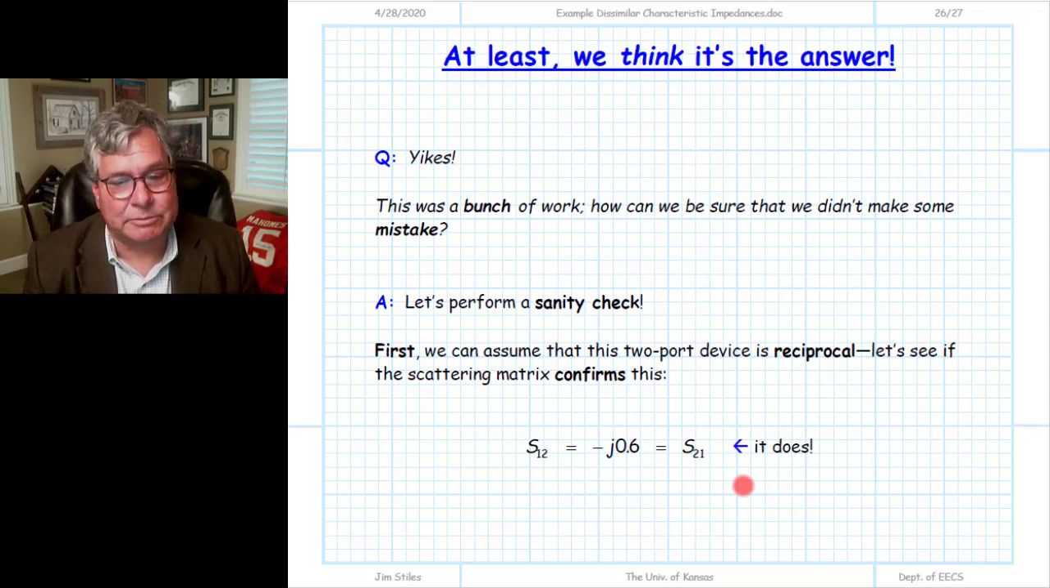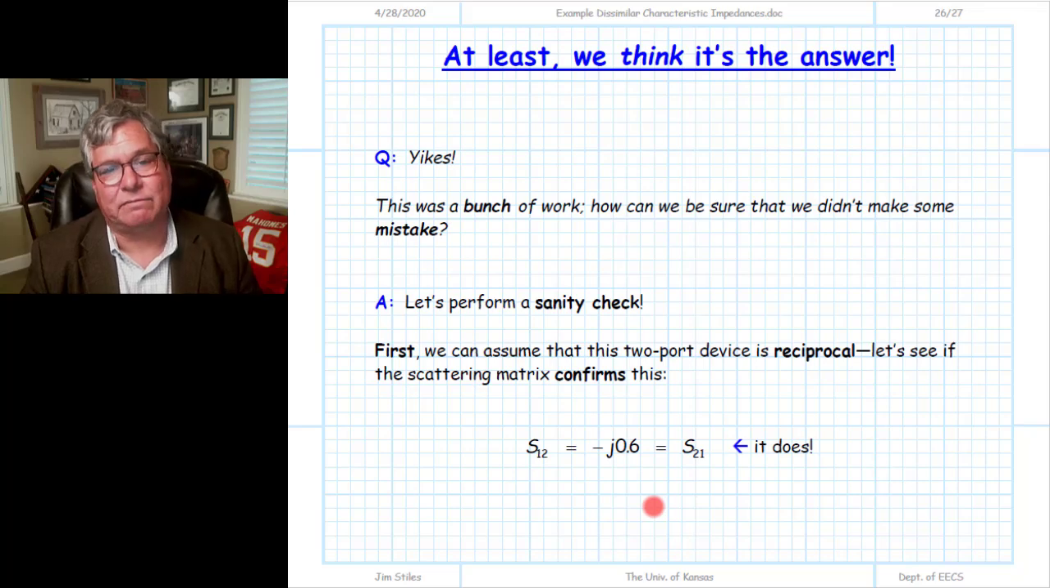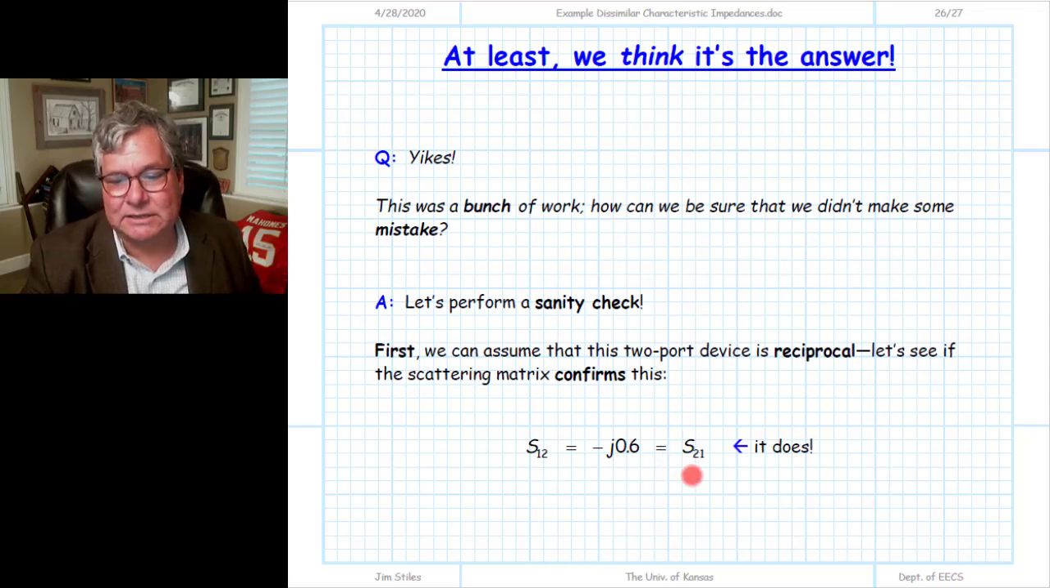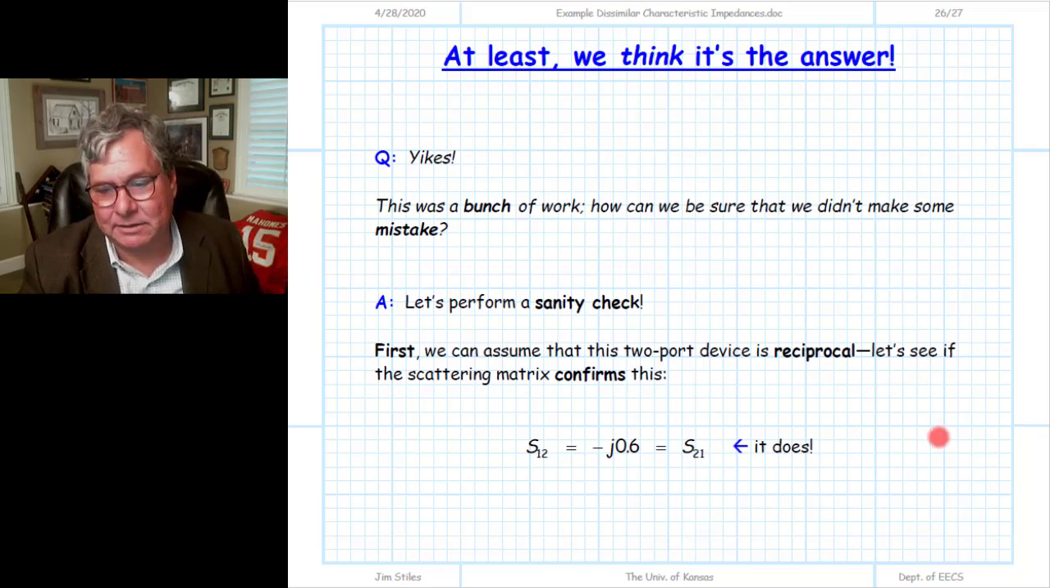Now, this is not a symmetry argument. Sometimes we can make the argument that S12 and S21 must also be equal because of the symmetry of the circuit. If we have a plane of bilateral symmetry, then we can make that argument. Here, there's no symmetry reason why S12 and S21 should be the same. The reason is because of reciprocity, and that's basically always the case when we analyze these circuits. So the device is reciprocal and the off-diagonal elements are equal to each other across that diagonal. It's a symmetric matrix. The first sanity check has been passed.